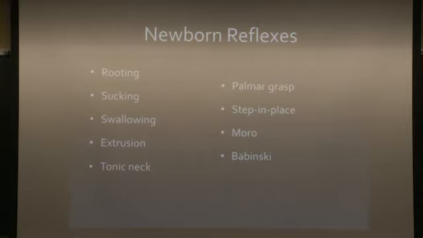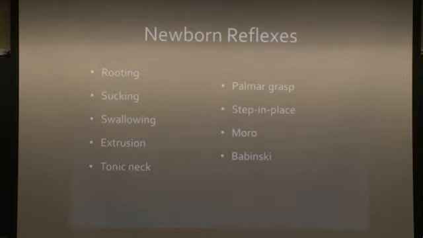Sucking, the infant will begin to suck when the lips are touched. It disappears around 6 months. Swallowing is the same as an adult. Extrusion occurs when the tip of the tongue is touched or depressed and the newborn forces the tongue outward. So if anything is in the mouth, it's pushed outward. This disappears at 4 months. Tonic neck is also called the fencing position. When you turn the infant's head to the side, he extends that arm and the leg on that side. This disappears also in 2 to 3 months.